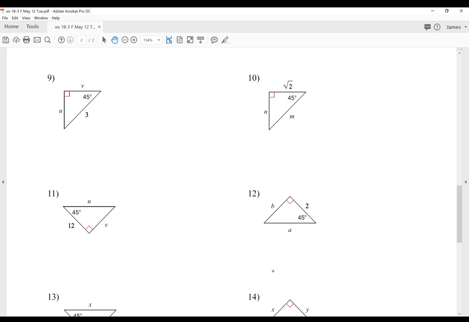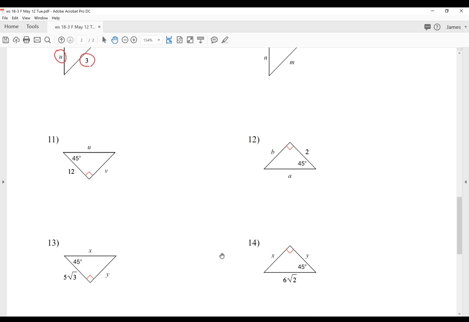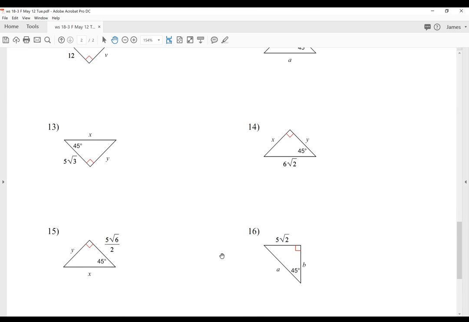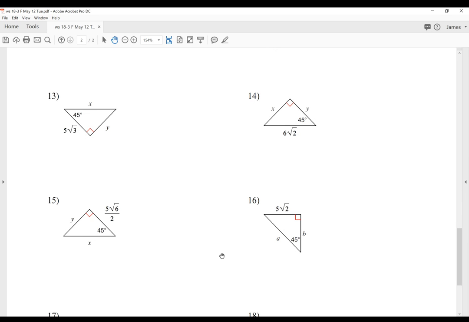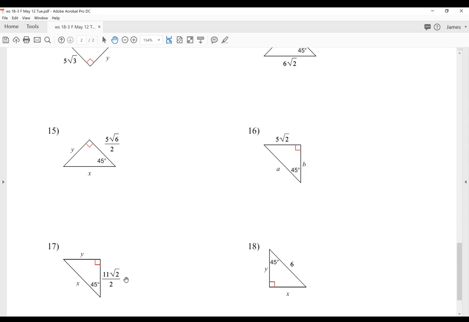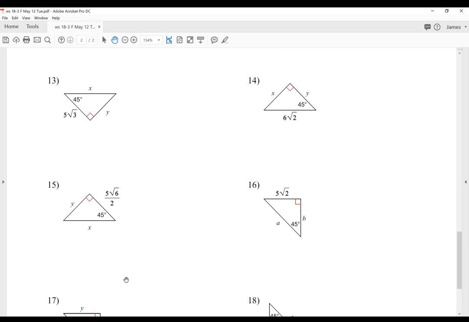Number 9, you're going to have fraction answers for both u and v. Yeah, they're fractions. It's okay. And when you have a square root of 3 or square root of 6 or square root of 5, it doesn't matter, like on number 13 and 15. You basically just multiply square root of 2 with square root of whatever. Square root of 3 times square root of 2 is square root of 6. Square root of 6 times square root of 2 is square root of 12. Square roots can multiply together.